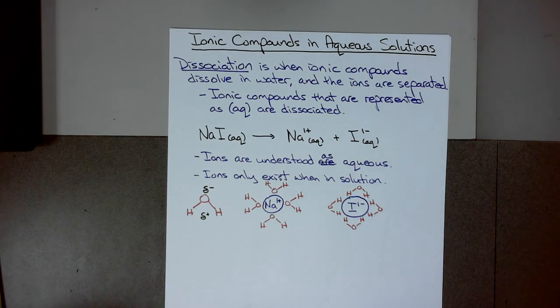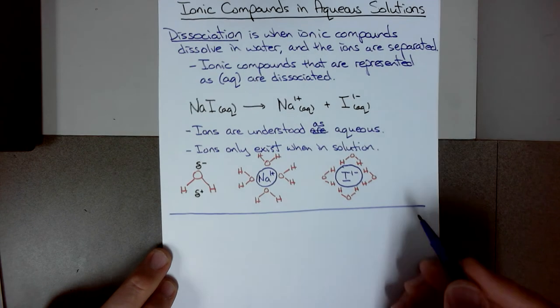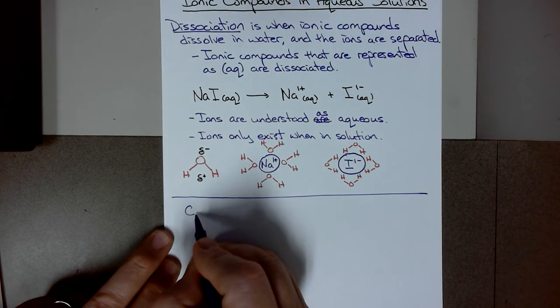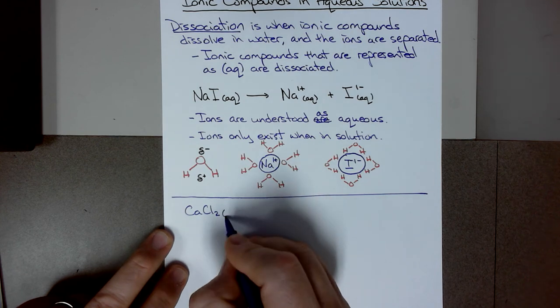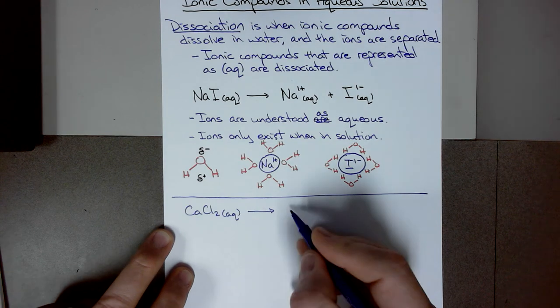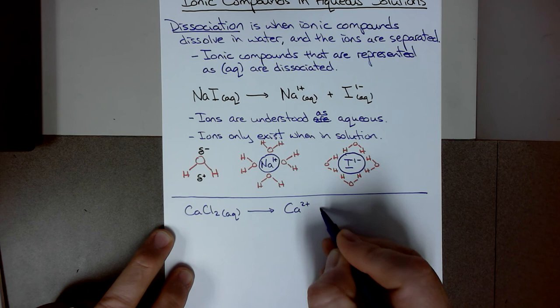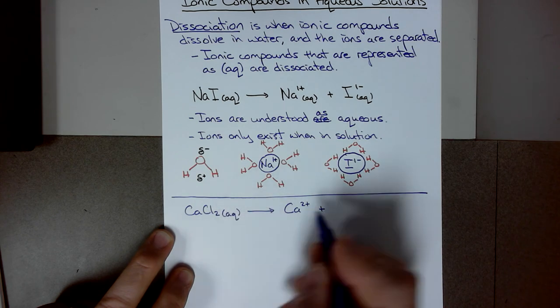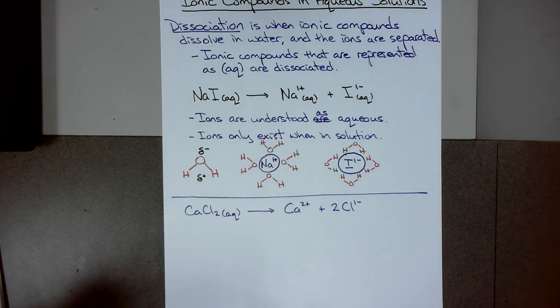So when we see this, whenever I see something like a calcium chloride compound and it's got aqueous written next to it, I immediately think that there is a calcium 2+ ion, and since there's 2 chlorines, we have 2 chloride ions.